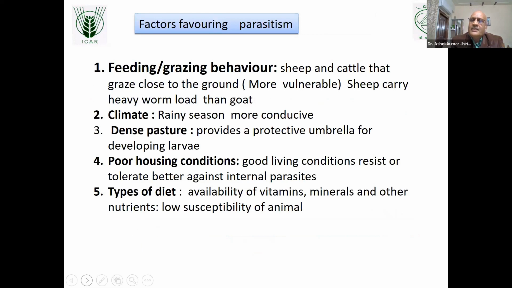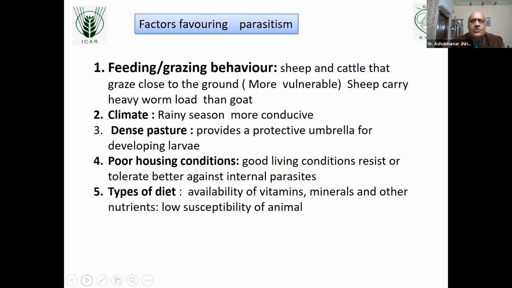There are other factors which favor parasitism, like feeding or grazing behavior. In sheep and cattle, the animals are close grazers, so they are more vulnerable because they easily pick up the infection from the ground and have a high load of infection. Other animals, like the goat, are not close grazers but browsing animals, so the load is comparatively lesser in this class of animal.